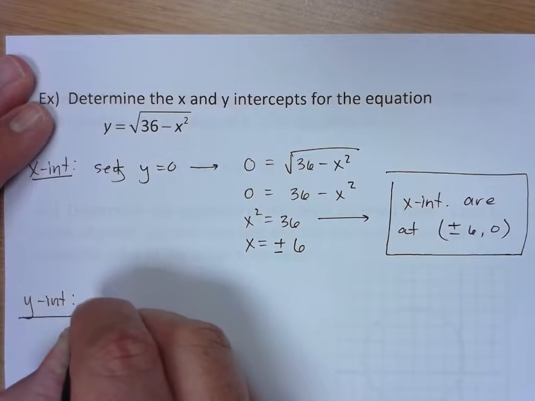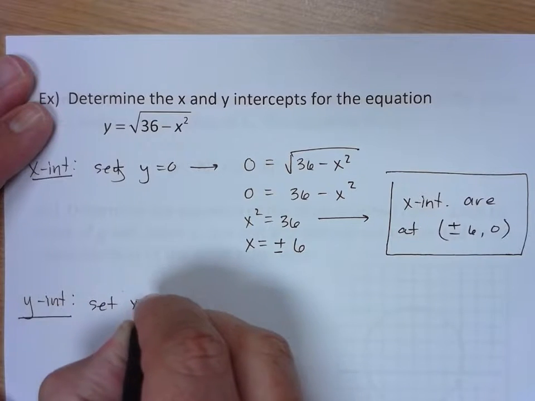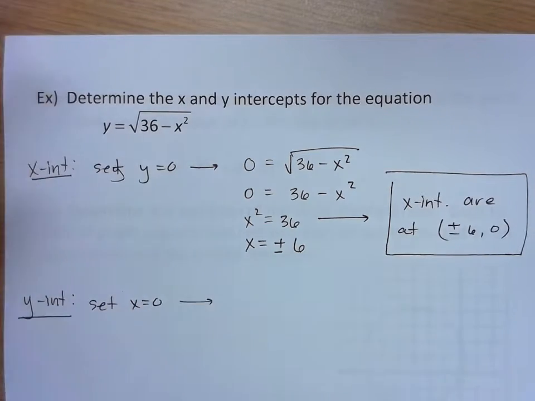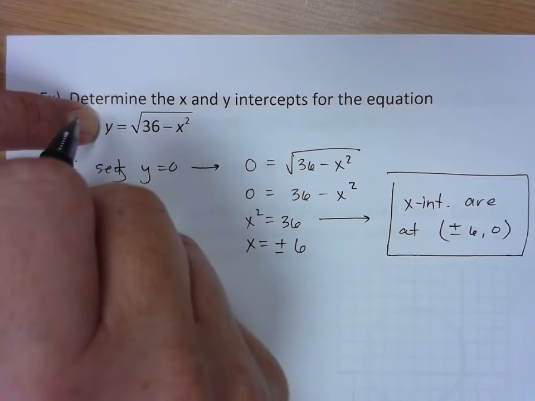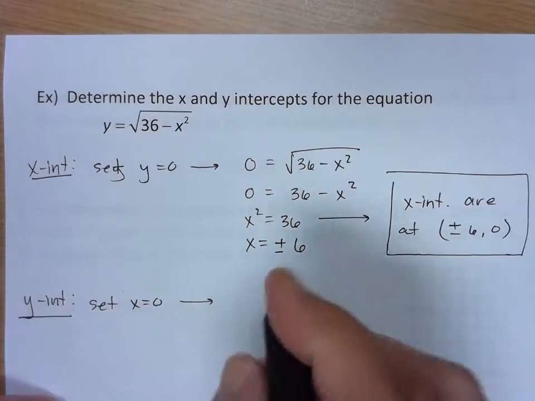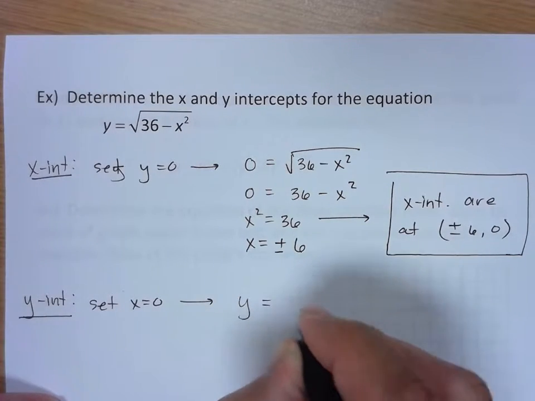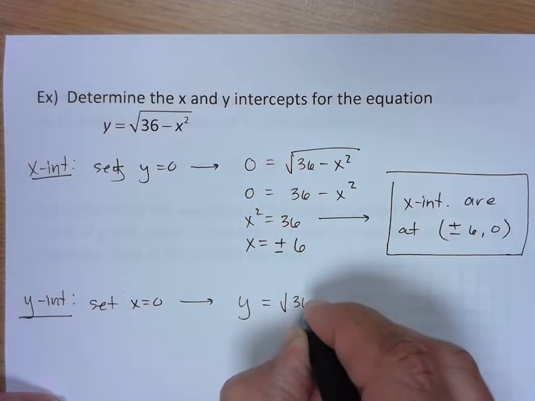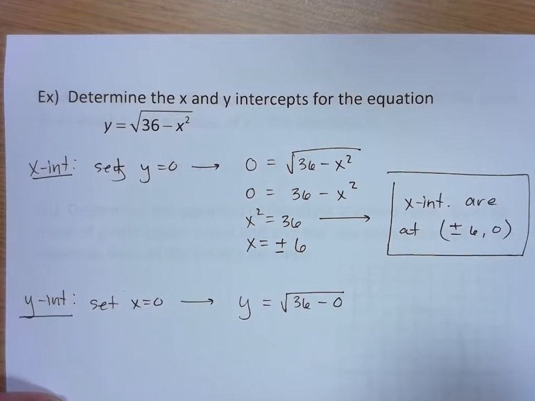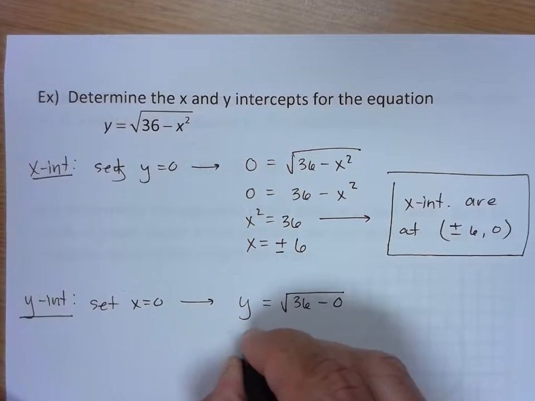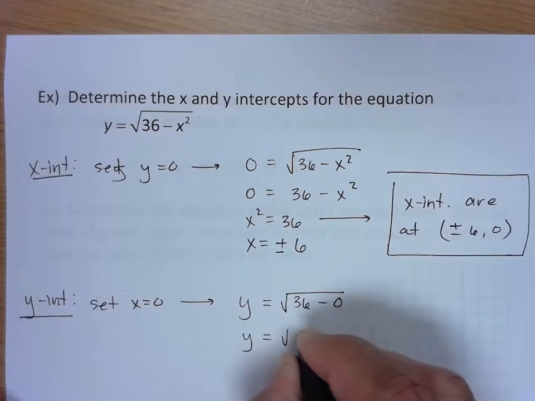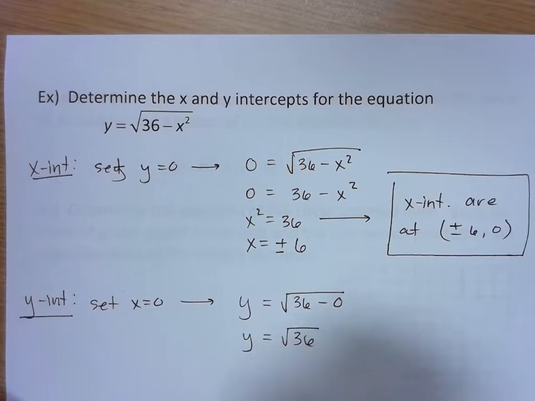remember that's when you set x equal to 0. So take a fresh copy of your equation. Every use of x defaults to 0. So y equals the square root of 36 minus 0 squared. So y-intercepts usually are a little bit easier to find. Y equals the square root of 36.